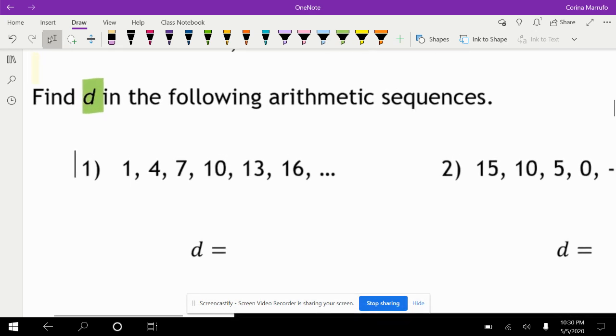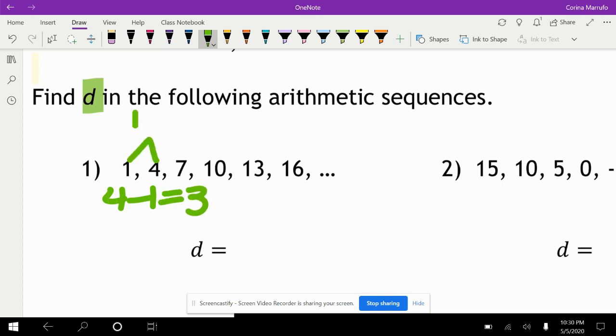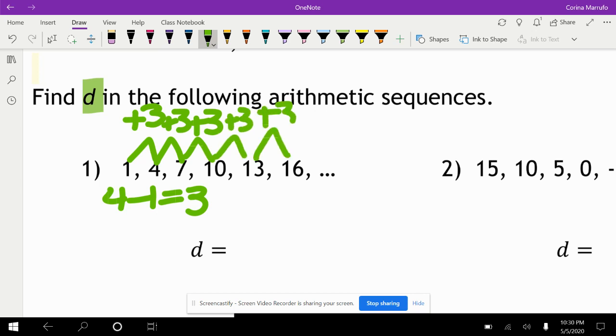So if we look here, from 1 to 4, for us to find it, we do 4 minus 1, and that gives us 3. So that means that the difference from 1 to 4, to get that number, we add 3. From 4 to 7, we add 3. From 7 to 10, we add 3. From 10 to 13, we add 3. From 13 to 16, we add 3. So that means that our common difference is 3.